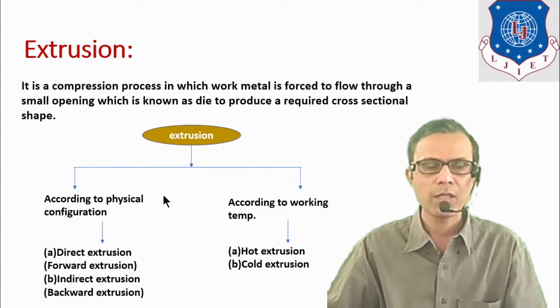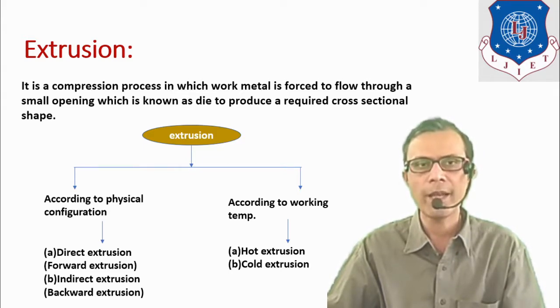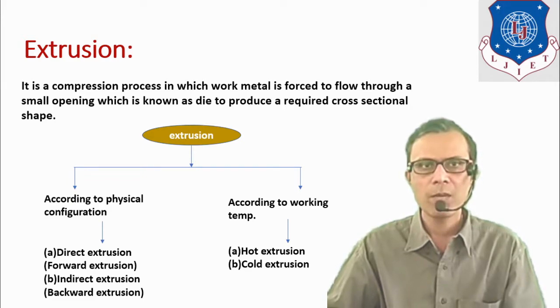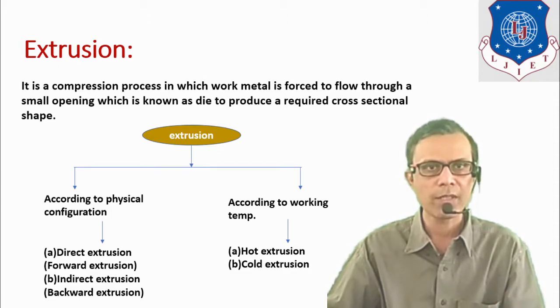Extrusion process is a bulk deformation process. It is a compression process in which the work metal is forced to flow through a small opening, which is known as a die, to produce the required shape and size of the product. It can be compared with squeezing of a toothpaste or a cream from the tube. It is a very simple example of extrusion process.